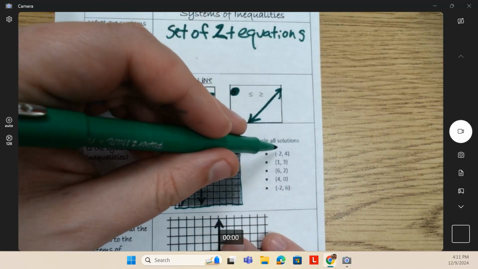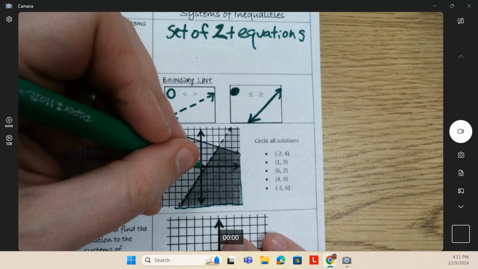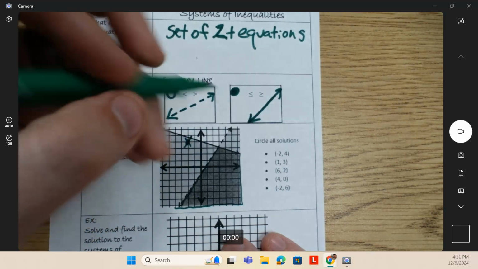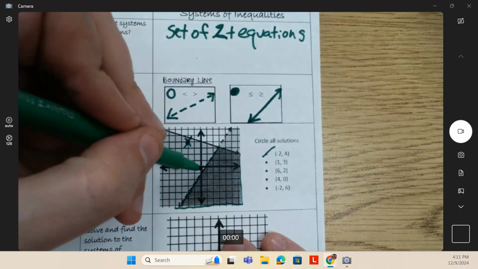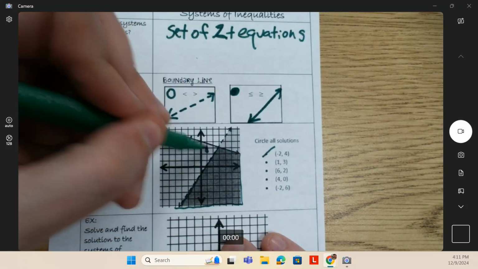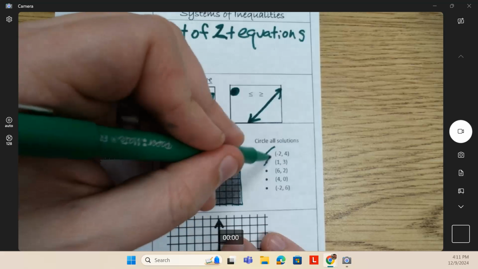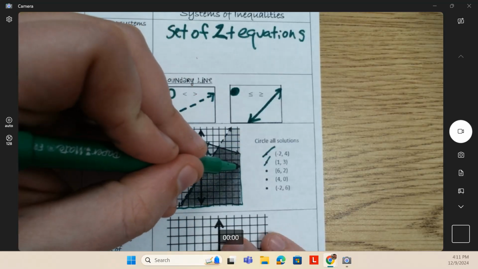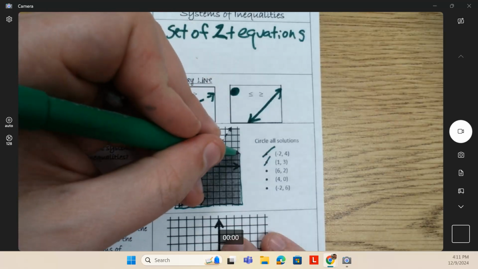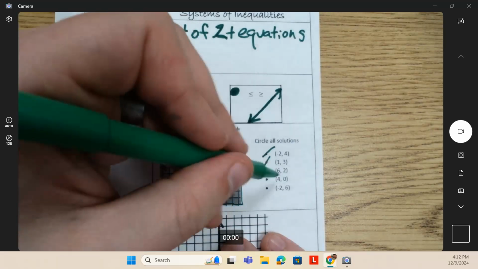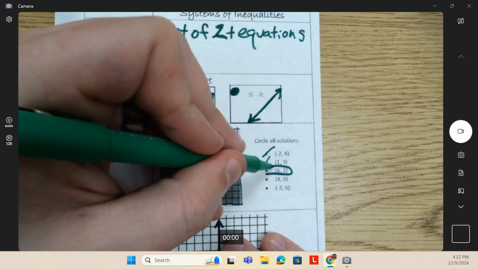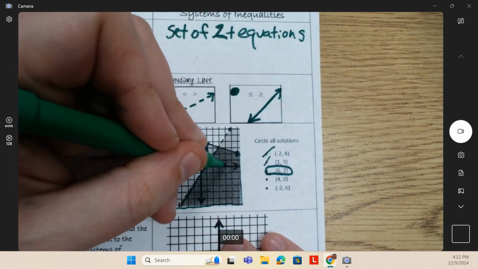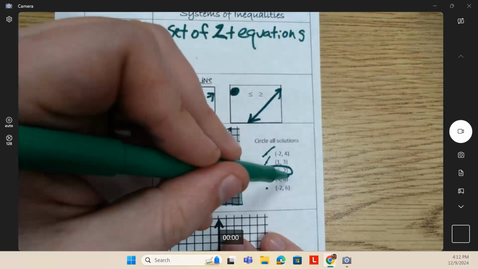So let's put the points. Negative 2, 4. So negative 2, 1, 2, 3, 4. Doesn't work. 1, 3 is right there. Also does not work. 6, 2: 1, 2, 3, 4, 5, 6, up 2. Looks like that does work. It's on the line, but on the line is okay with us as long as it's solid. And over 4, so 4, 0 would work.